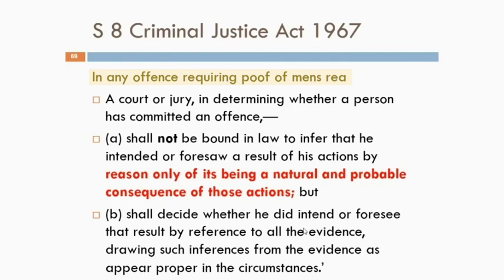Fortunately, Parliament did step in and change the law, and they told us that in any offence requiring proof of mens rea, a court or jury in determining whether a person has committed an offence shall not be bound in law to infer that he intended or foresaw a result of his actions by reason only of its being a natural and probable consequence of those actions. So that was in direct opposition to what was said by the House of Lords in DPP v Smith.